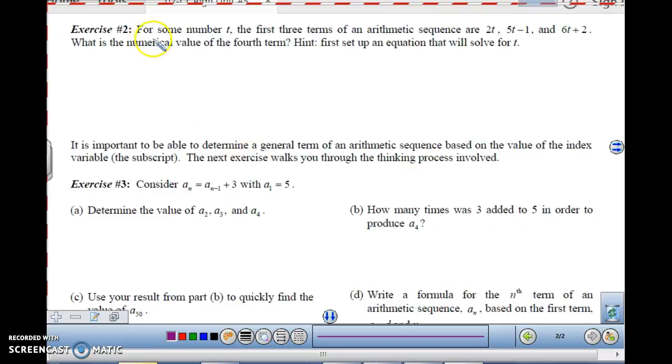Let's try this one. For some number t, the first three terms of an arithmetic sequence are 2t, 5t minus 1, and 6t plus 2.